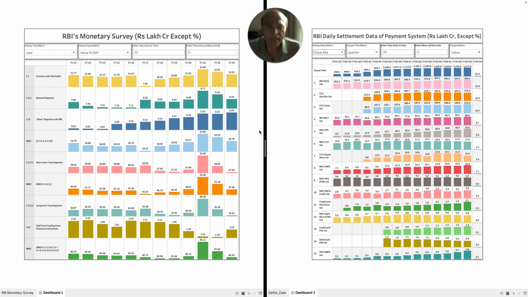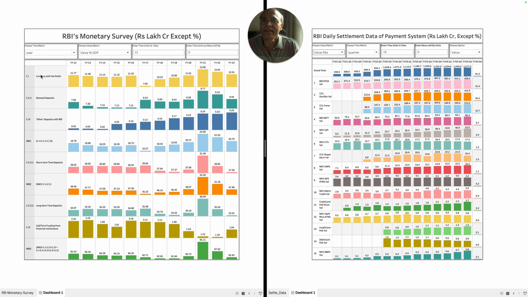Now friends, in front of your screen, you will notice that there are two different dashboards. One on your left, another on your right. On your left, it is RBI's monetary survey in rupees lakh crores, except percentage. What does it mean? Let me explain step by step. This is giving a snapshot of the total currency in the system in terms of M1, M2 and M3 money. And let me explain what this M1, M2 and M3 money is all about.